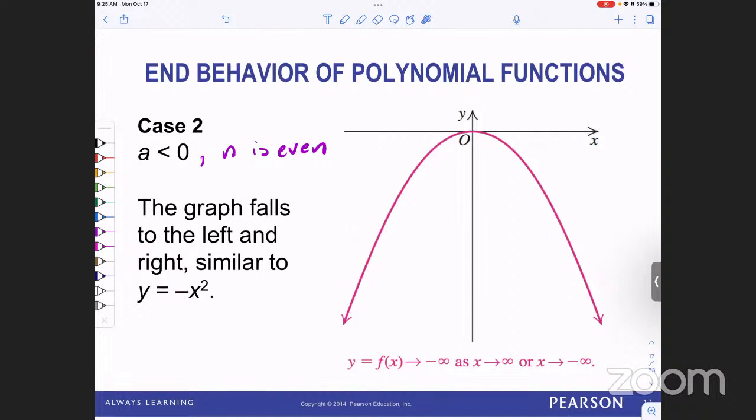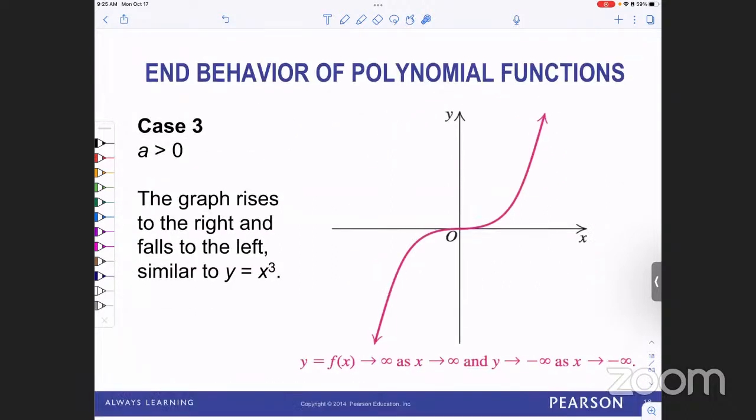So the way I remember this when I'm working with polynomials, once I realize that the polynomial is even, then I know the left-hand side does the exact same thing. Okay. So now the leading coefficient is positive, but in this case, n is odd. So odd means opposite. A positive leading coefficient means the right-hand side goes up. If the degree of the polynomial is odd, that means the left-hand side does the opposite.